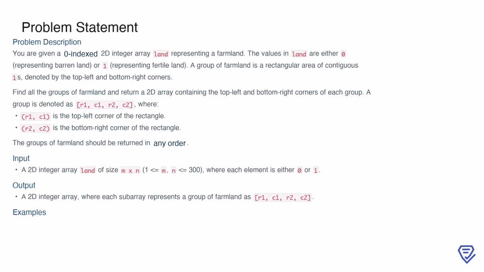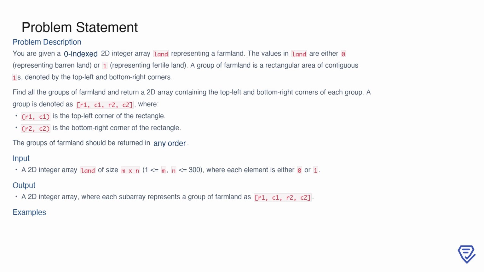In this problem, we are tasked with analyzing a 2D grid that represents a farmland. Each cell in this grid contains either a 0, indicating barren land, or a 1, representing fertile land. Our goal is to identify all the rectangular groups of contiguous fertile land, which are made up of connected ones. For each group, we need to determine the coordinates of its top left and bottom right corners. These coordinates are represented as R1, C1, R2, C2, where R1, C1 is the top left corner and R2, C2 is the bottom right corner.